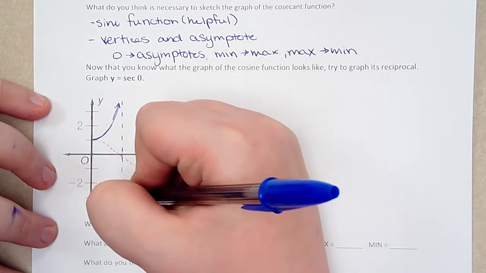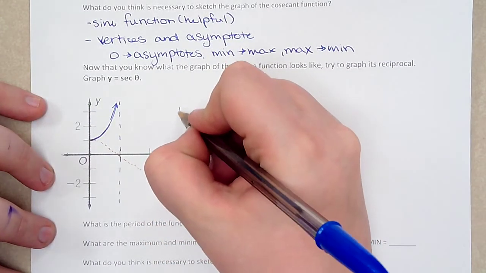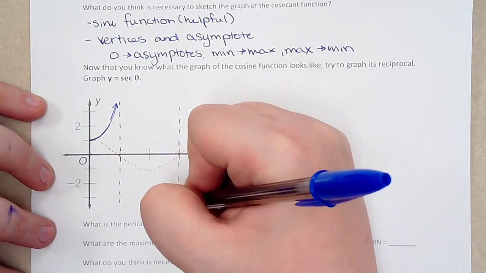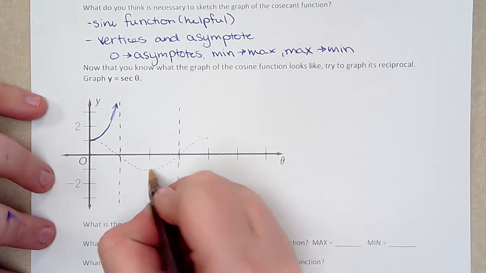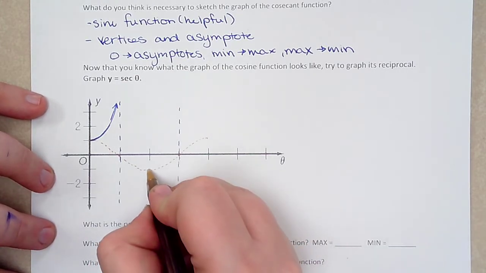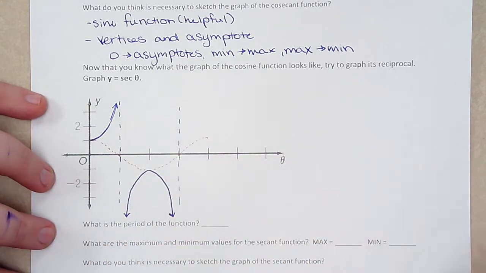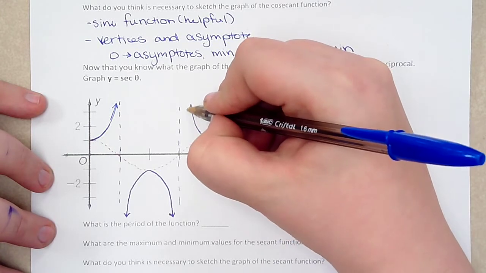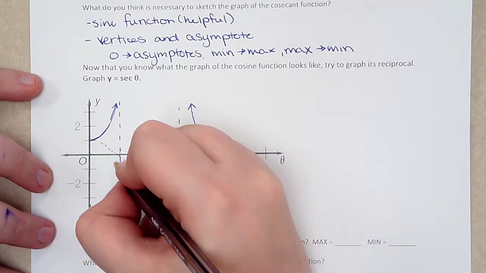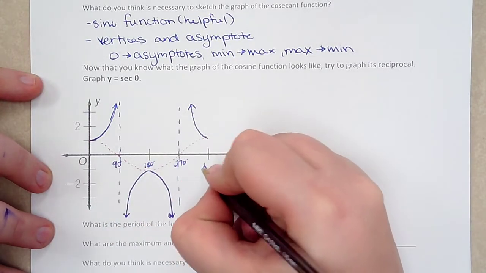Because this is a 0, that means that's going to be an asymptote. Notice our other 0 over here, also going to be an asymptote. So I'm just going to put those asymptotes in right away. Then because this is a minimum on my cosine graph, it's going to be a maximum on my secant graph. And I know that I have a parabola trying to scoop away from that. And then just because this is another max, I'm going to put the other half up here. This is still 90 degrees, still 180, still 270, and still 360.